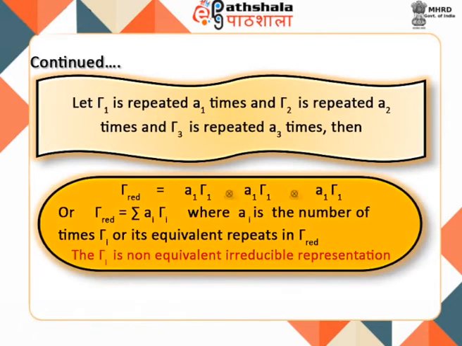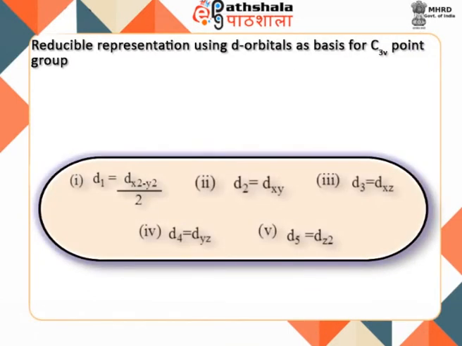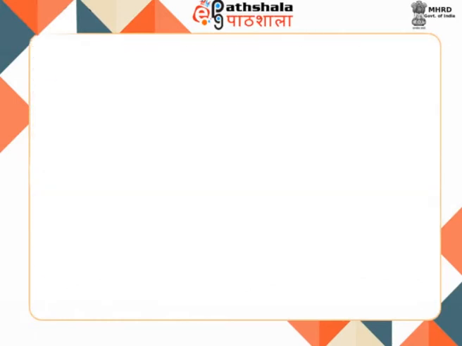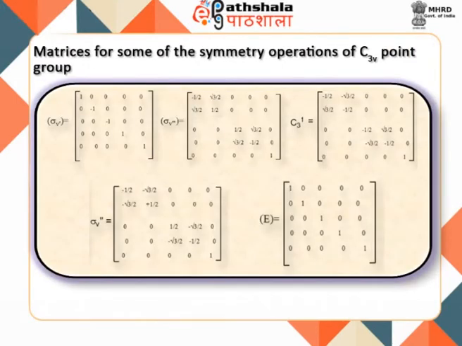The tau I is non-equivalent irreducible representation. Moving further, let us now examine the reducible representation generated by taking d orbitals as the basis. The d orbital radial functions in Cartesian coordinate system without common constraints are as written. Matrices for some of the symmetry operations of C3v point group are as shown. All these matrices are 5 by 5 dimensional reducible representations, and 5 d orbitals have been used as bases.